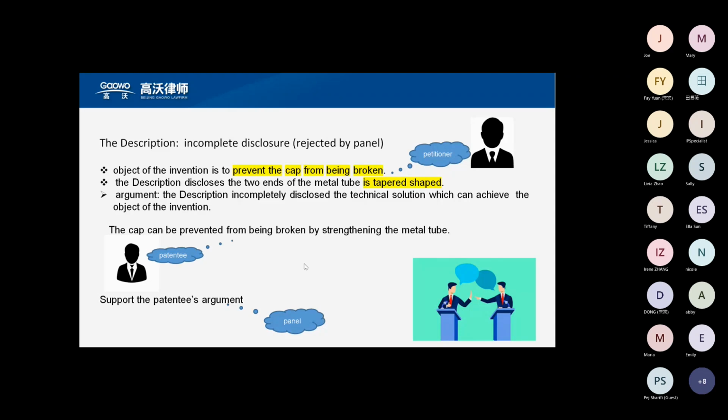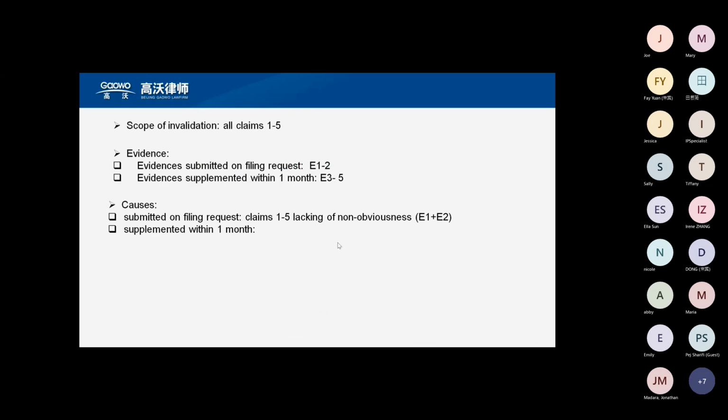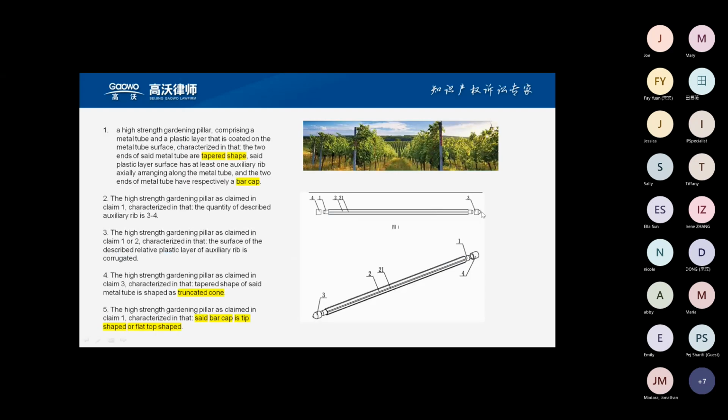Next, I will introduce the debate between myself and the patentee, some key points of the debate. First, one reason is that I invalidate the utility model by incomplete disclosure of the description. In the description of the utility model, the applicant states the object of the invention is to prevent the cap from being broken. The cap, as you can see from the picture, is the cap of the metal tube. You can see cap 3 and cap 4.